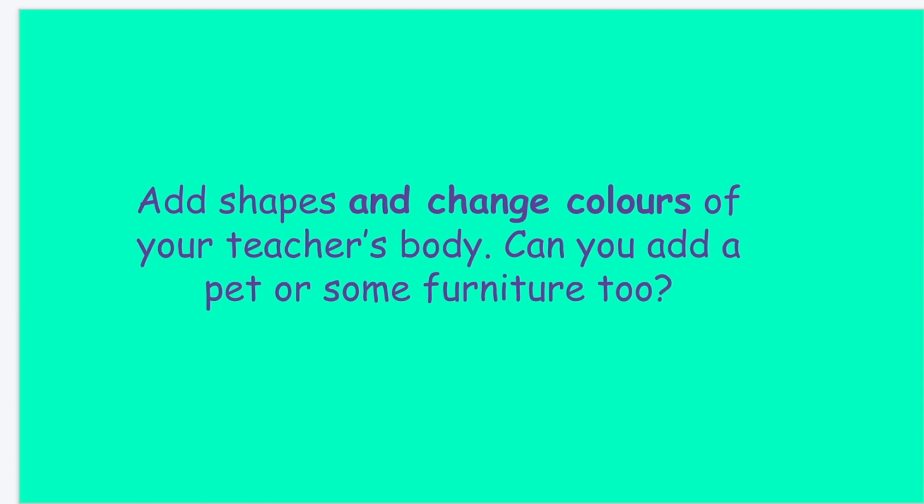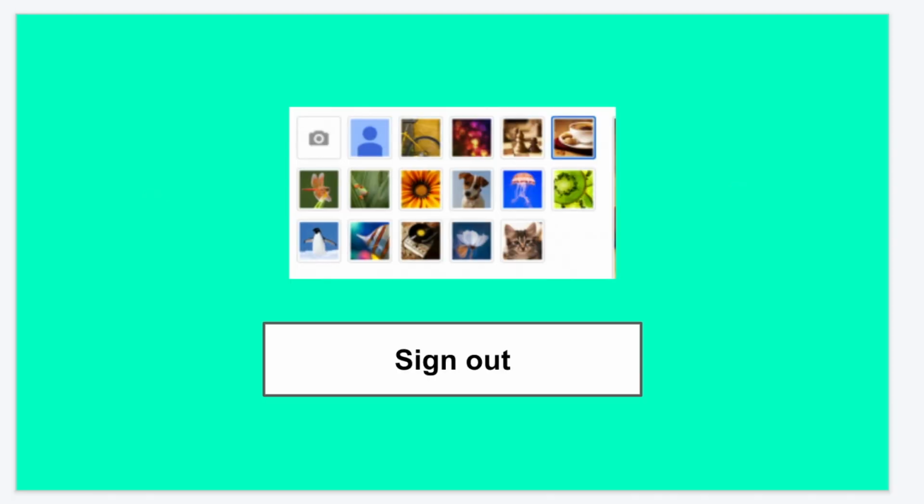Your challenge is, can you make a body for your teacher and change the colours? And if you like, if you want to be adventurous, add some extra things like a pet or furniture or a tree or a cloud, something in the background. Try and be as creative as possible and use the skills that we've learned with Google Draw to make a really great picture.